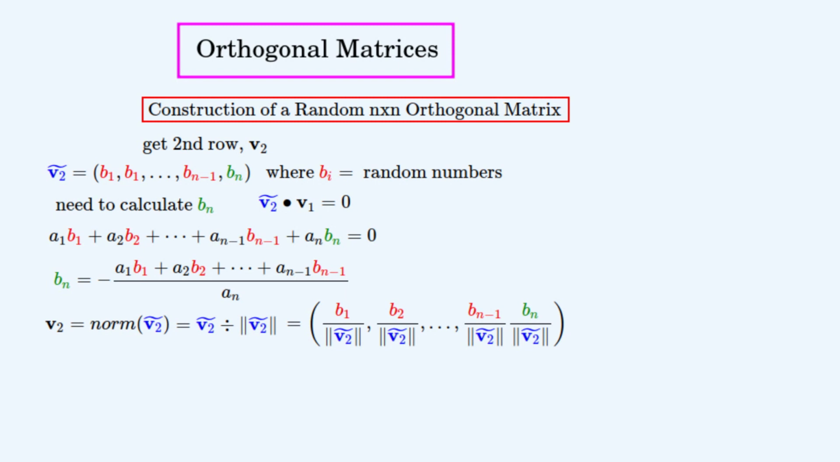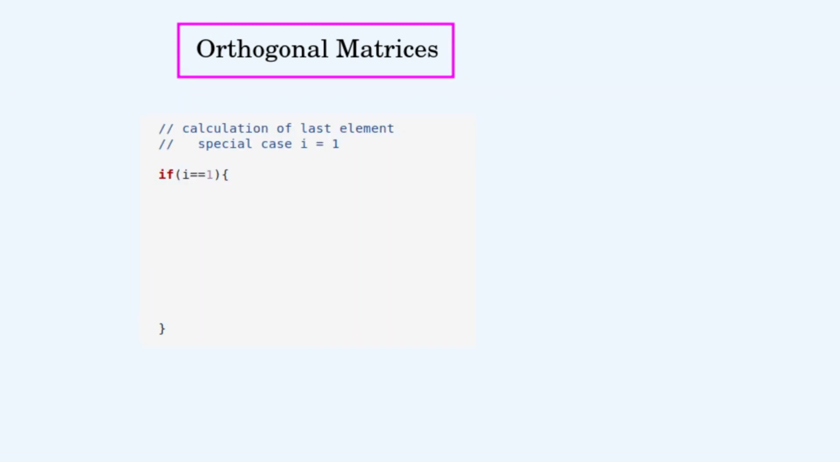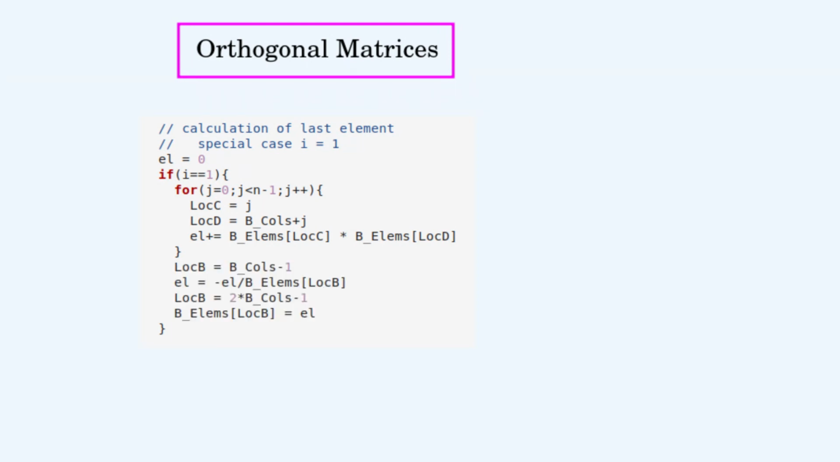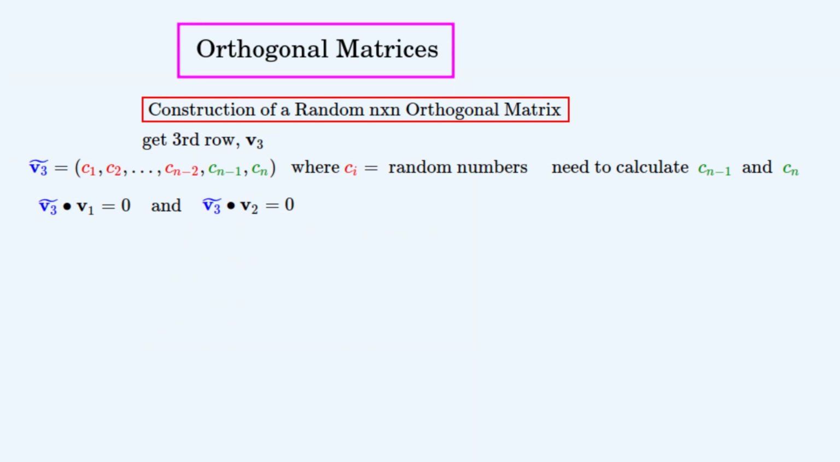We can then normalize this vector using the following formula. These are the values of all of these entries. And so this is the final value of the second row of this matrix that we're creating. We can get the last element in the second row given by I is equal to 1 as a special case. We'll get part of the dot product all the way to the second last element of rows 1 and 2 and place it into L. We'll then divide it by the last element of row 1 and multiply it by -1 to get the last element of row 2.